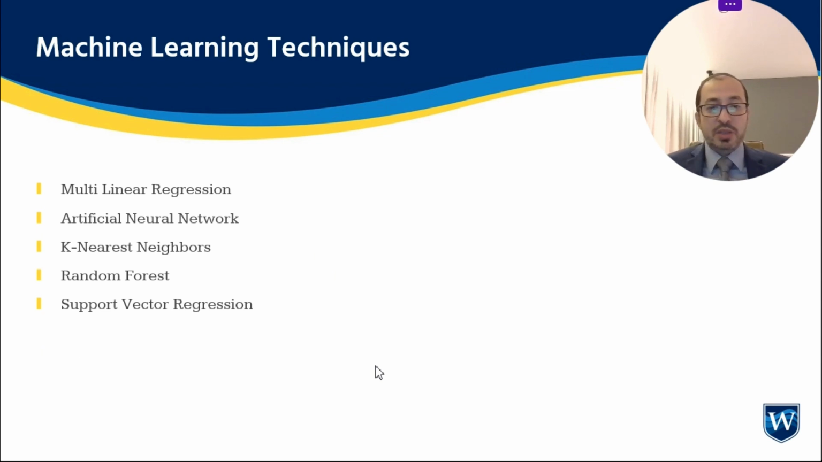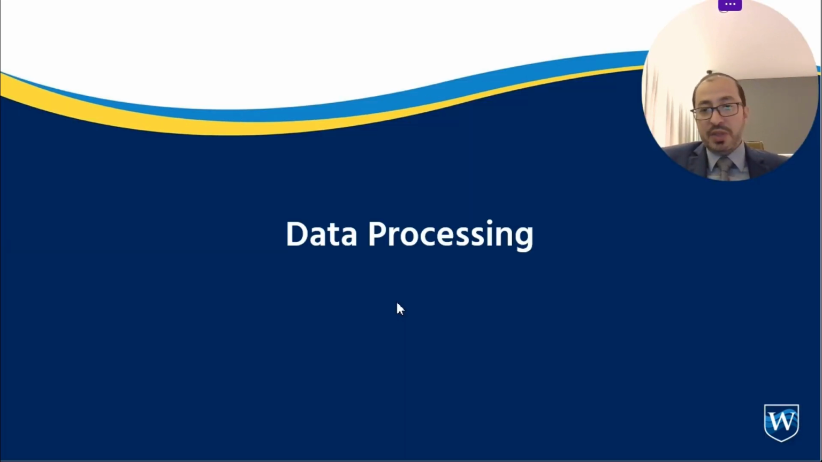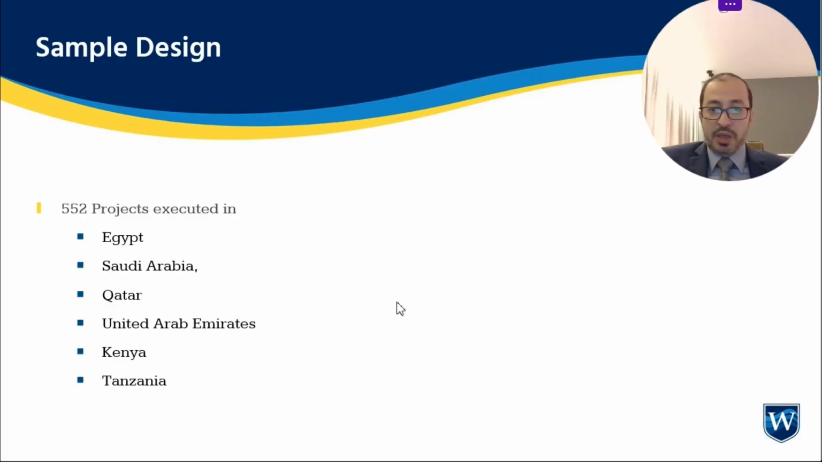We can classify machine learning techniques into supervised and unsupervised machine learning techniques. Here I used five supervised machine learning techniques, including multilinear regression, artificial neural network, nearest neighbor, random forest, and support vector regression. The first step in building a model is data processing.